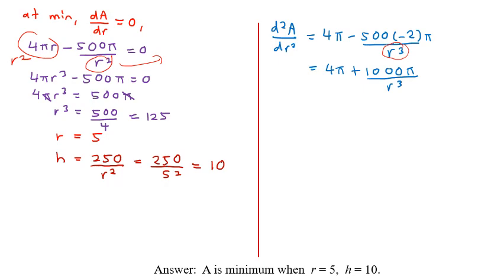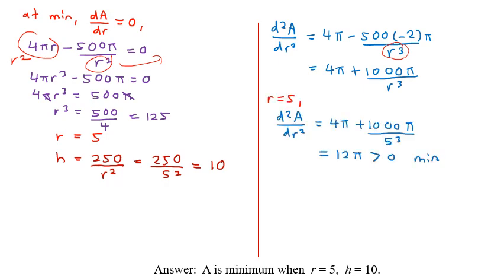And then don't forget, we have to substitute the value of r in the second derivative. When r equals 5, we got 12 pi. 12 pi is a positive value. Remember, you have to mention that the positive value is greater than 0, and greater than 0 means minimum. Then after that, we can conclude that r equals 5 and h equals 10 when A is minimum. So that's the extra example here.